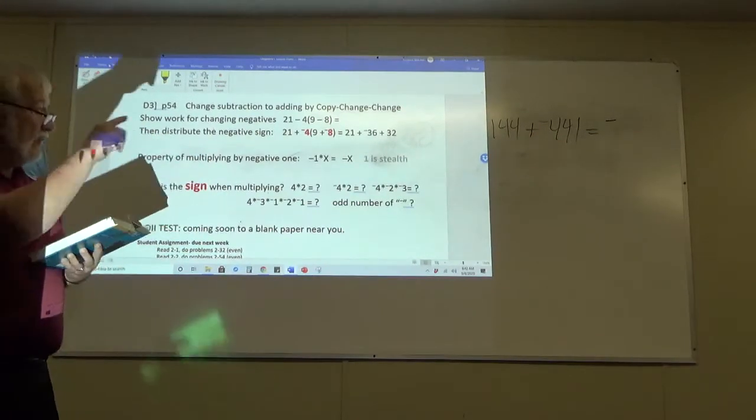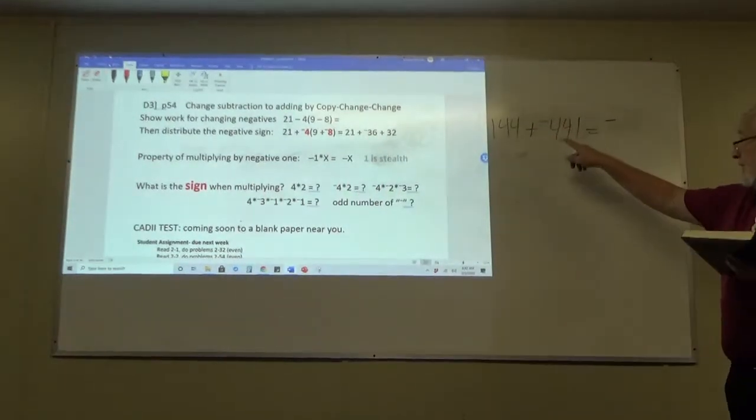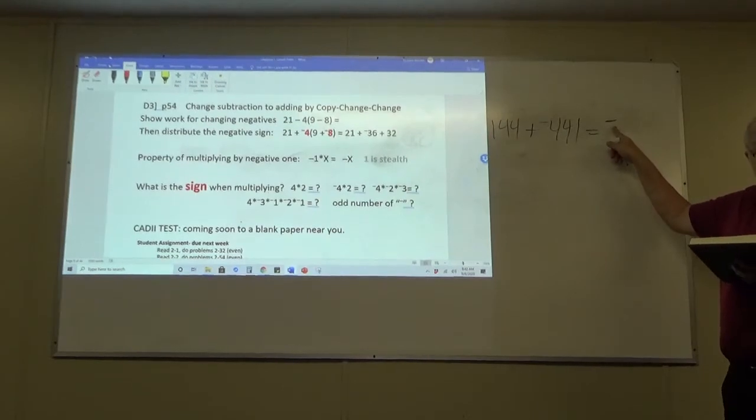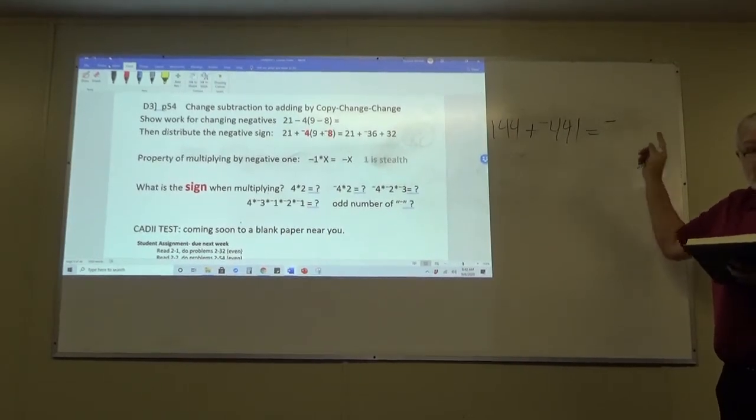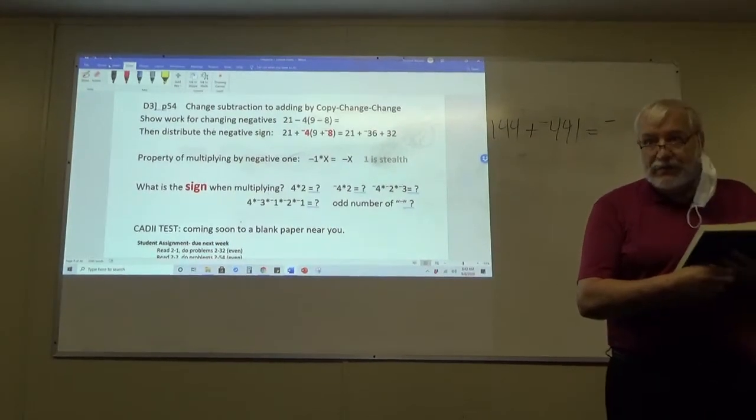Okay? And so you're going to put that in whatever the answer is. Right? But you did the copy, change, change, and you put the sign down first, then it doesn't matter how you put those numbers in the calculator because you already know what the sign is. And you already know you're supposed to subtract.